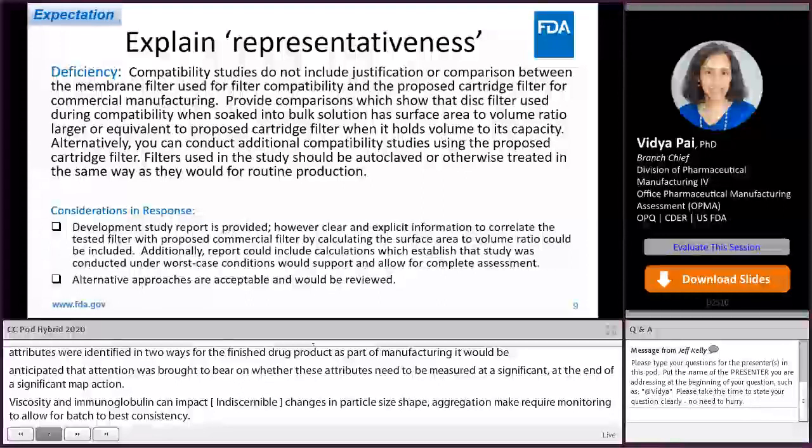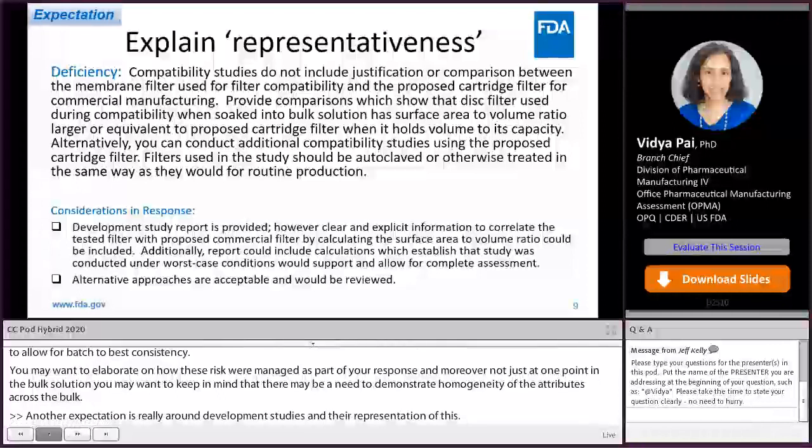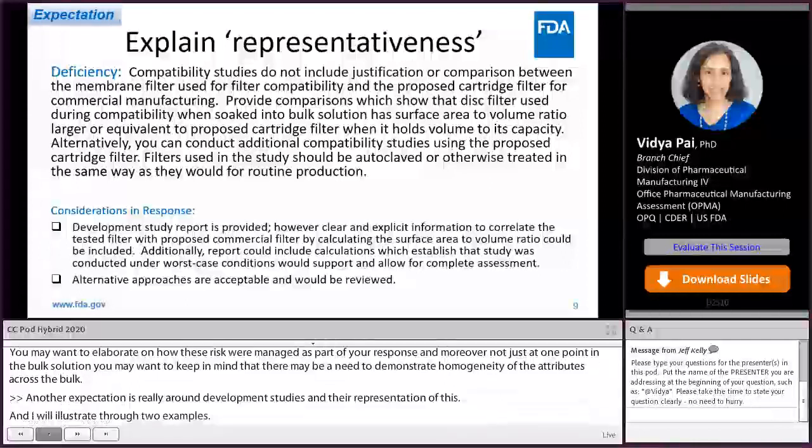Another expectation is really around development studies and their representativeness. And I will illustrate this through two examples. This particular deficiency was sent out and it related to information that was submitted with regards to compatibility studies for a disc filter when a cartridge filter of a much larger size was in use for commercial manufacturing.